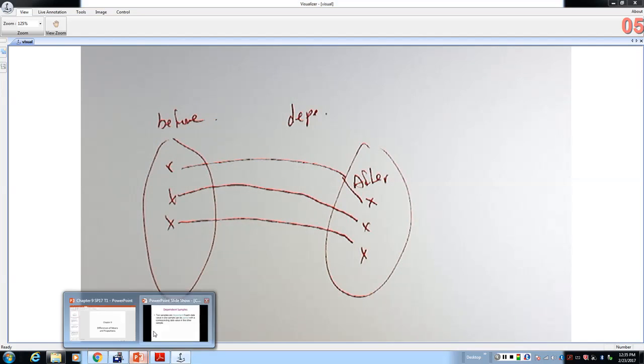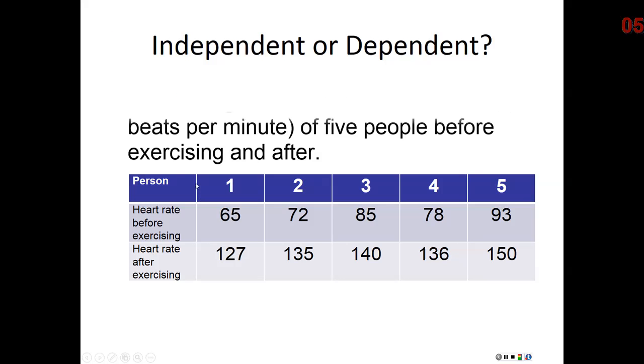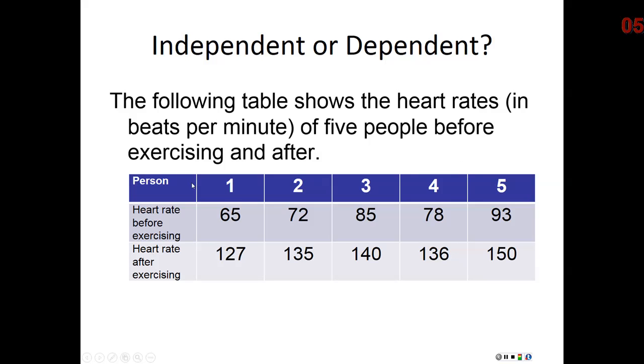So let's look at this one right here. Let's say that we had this example right here. The following table shows the heart rates, beats per minute, of 5 people before exercise and after. Is this going to be independent or dependent sampling? What do you think? Is that independent or dependent sampling?